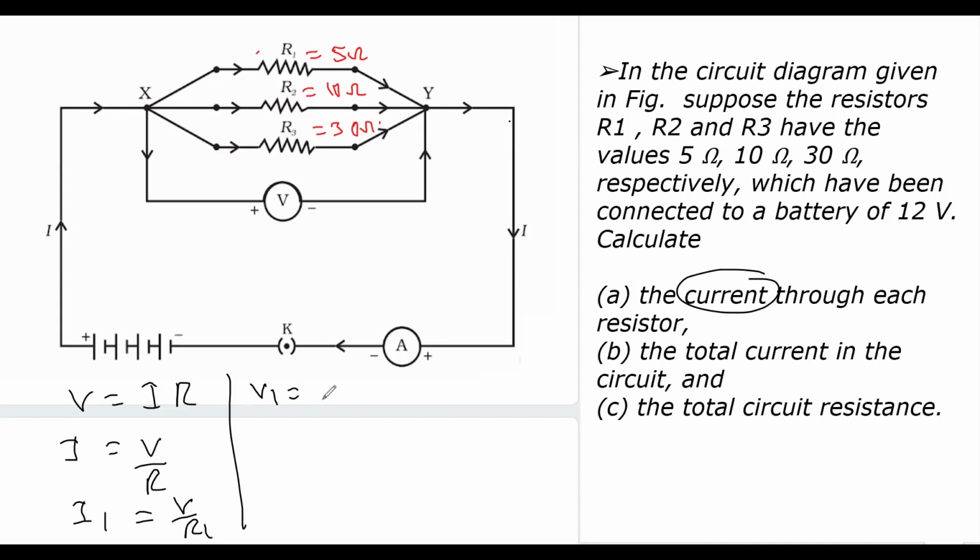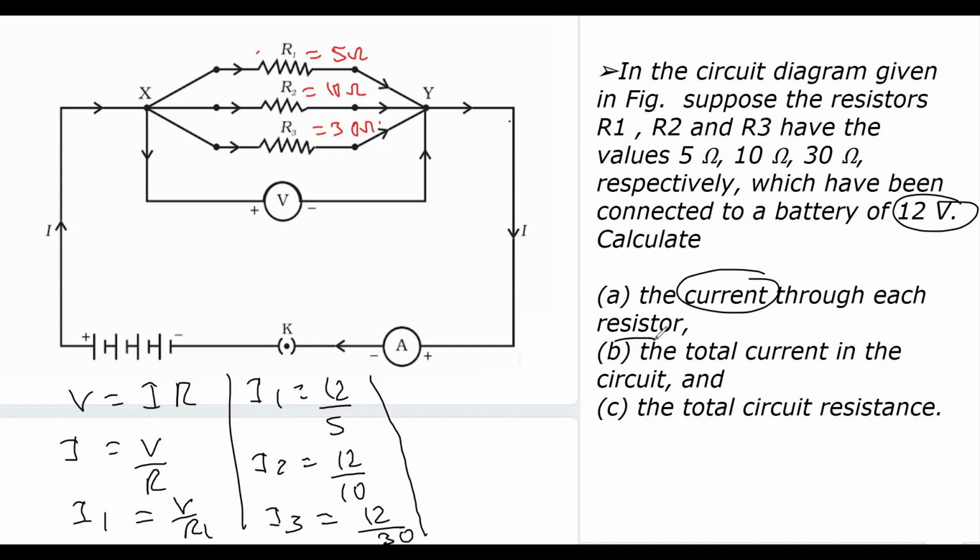So first I'll get I1. I1 is equal to V by R1, and V is 12. So this is 12 over R1, and R1 from here is 5 ohm. Likewise, I2 is V over R2, and R2 is 10. And I3 is V over R3, and R3 is 30 ohm. So this way we got I1, I2, and I3. Now the total current is I is equal to I1 plus I2 plus I3.